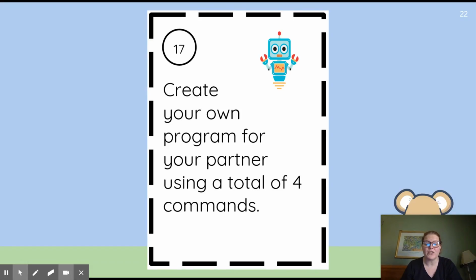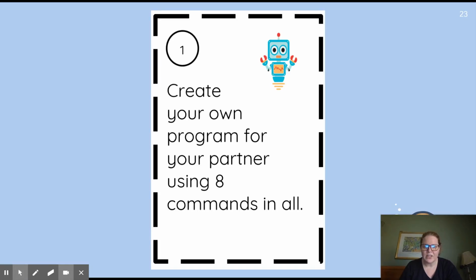Now, this is where you can create your own program. What kind of challenges can you come up with for your robot? You have to use at least a total of 4 commands. Next, create your own program for your partner using 8 commands. Remember, I gave you a bunch of commands. You can use north, south, east, or west to make it a challenge, to make your robot think a little bit, or you can use just forward, forward, backward, left, and right. You choose which commands you want to use.